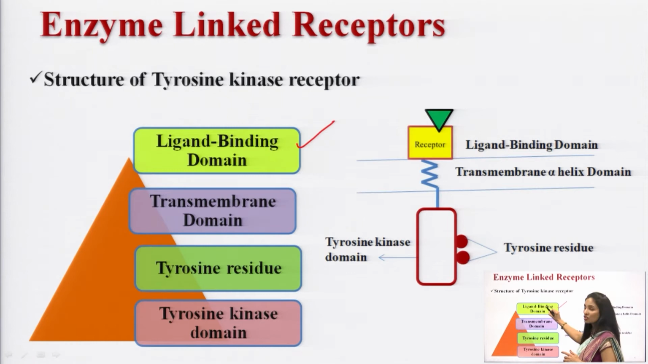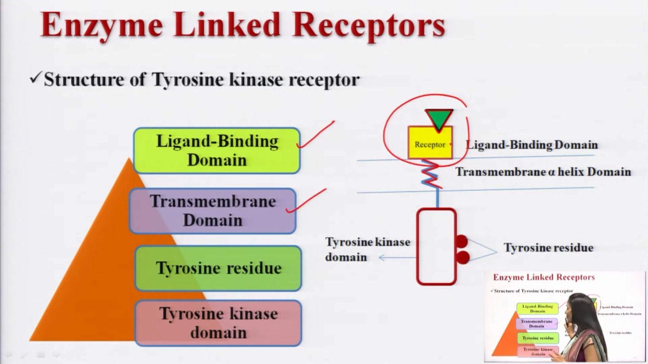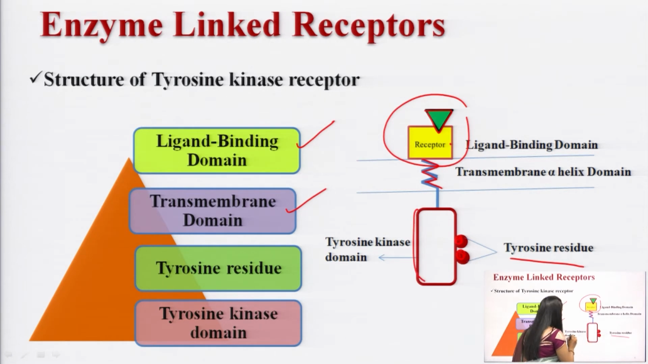First, what is the structure? First one, it consists of a ligand domain. So, what is the ligand domain here? This is the receptor having the ligand. You can see here this is a receptor, this is a domain. So, this is a ligand binding domain, and it consists of a transmembrane alpha helix domain. Second one is the transmembrane domain. It consists of tyrosine residues. See here, this one is the tyrosine residues, and this one is the tyrosine kinase domain. The structure of a tyrosine kinase receptor consists of a ligand binding domain, transmembrane domain, third one is tyrosine residues, and fourth one is tyrosine kinase domain.